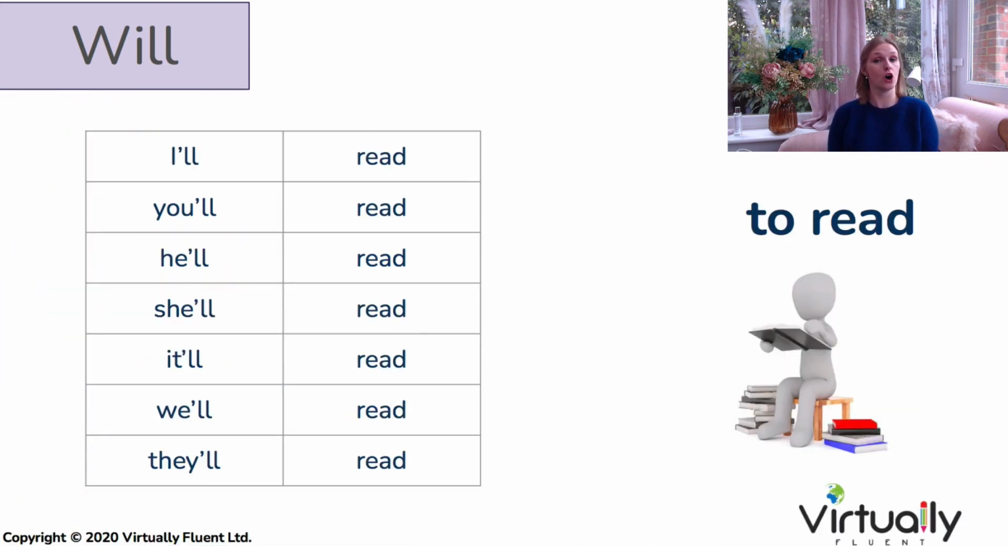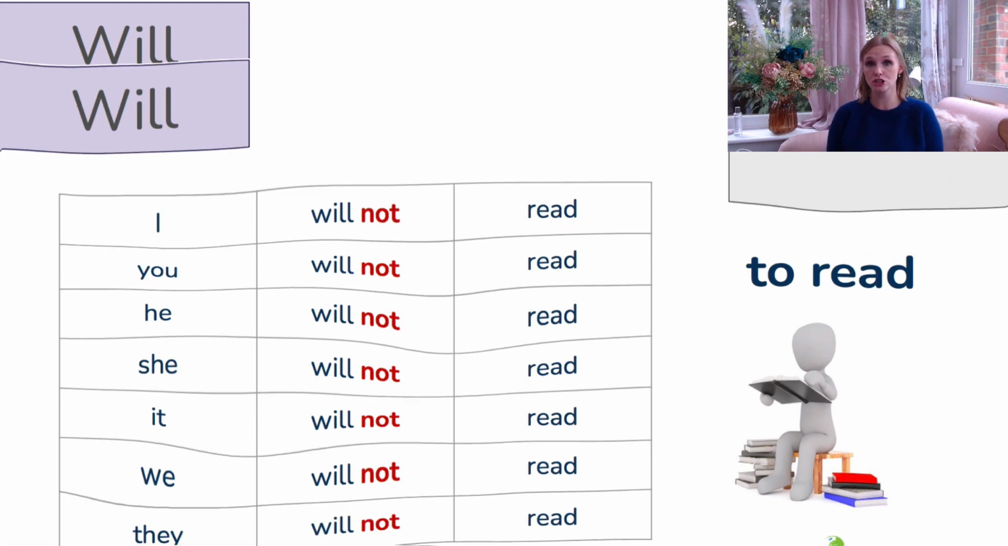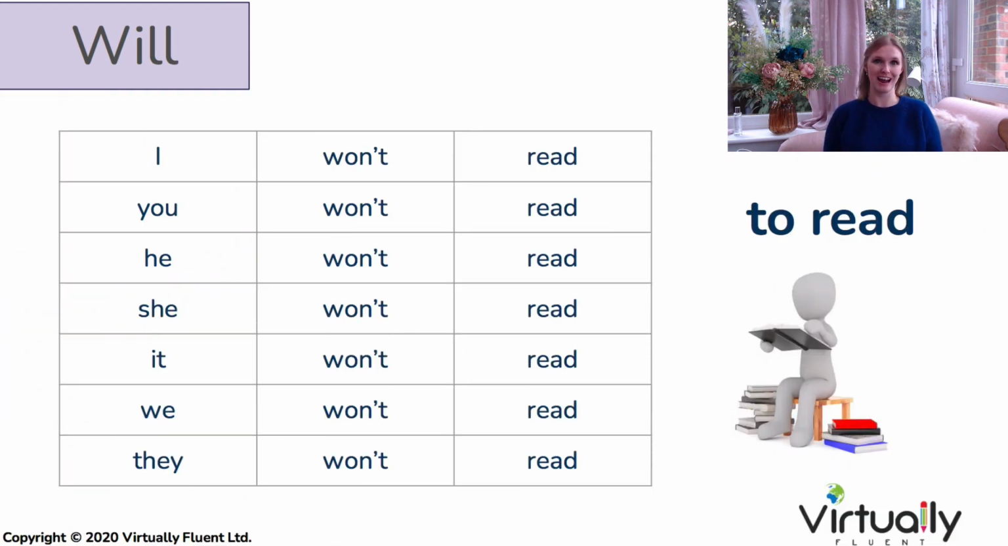Now remember, we can contract these words in English, so we end up with I'll, you'll, he'll, she'll, it'll, we'll, and they'll. Will in its negative form can either be used in its long form, which is will not, but that can also be contracted to won't. I won't read, they won't read. Again, the same for every subject.